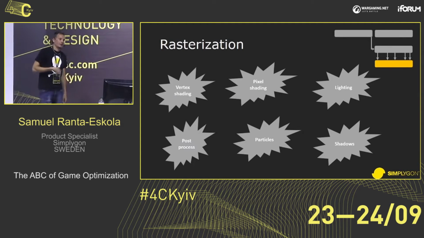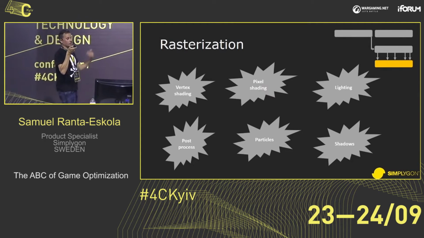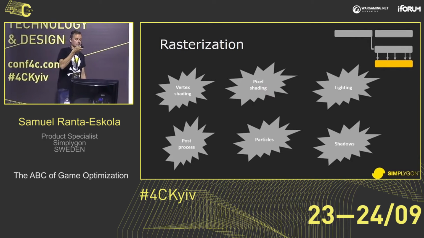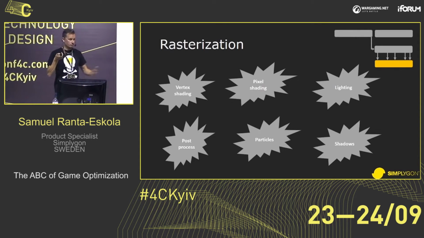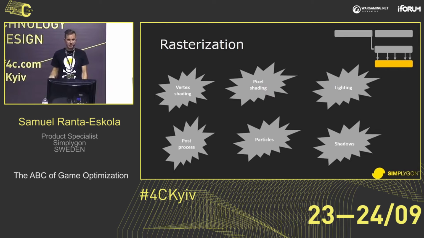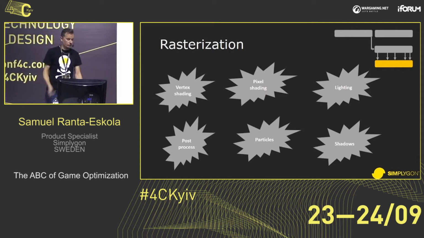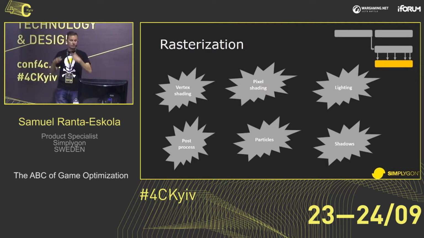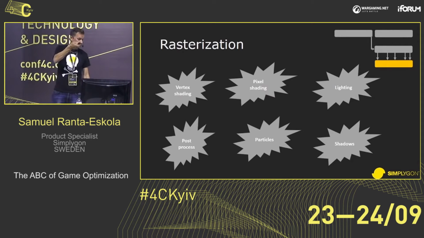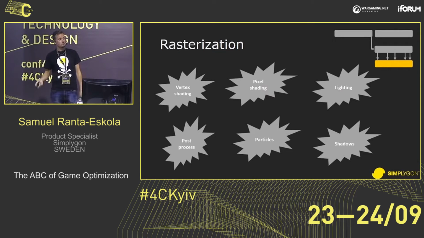So on the rasterization side, this is the GPU's side of the job, we need to do vertex shading, basically all the points in the triangles. We need to do pixel shading, all the colors. We need to calculate lighting based on what it looks like in the environment. Post-processing, particles, shadows. So there's a lot of things happening here.